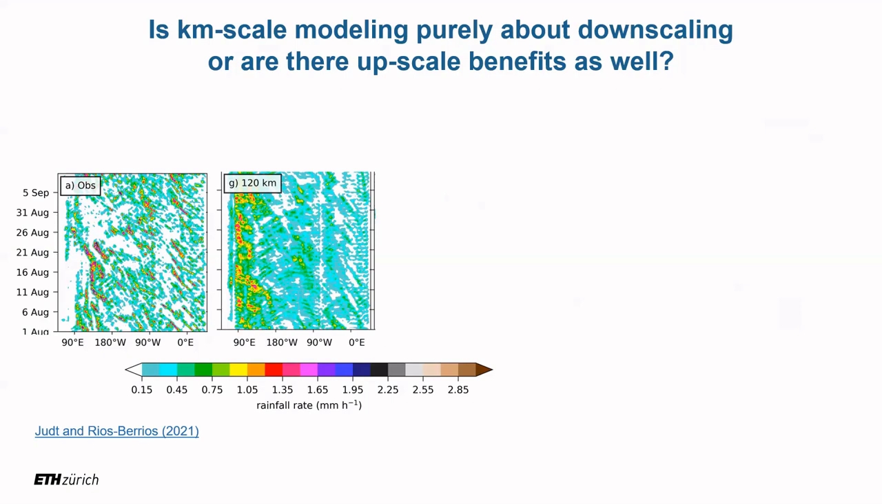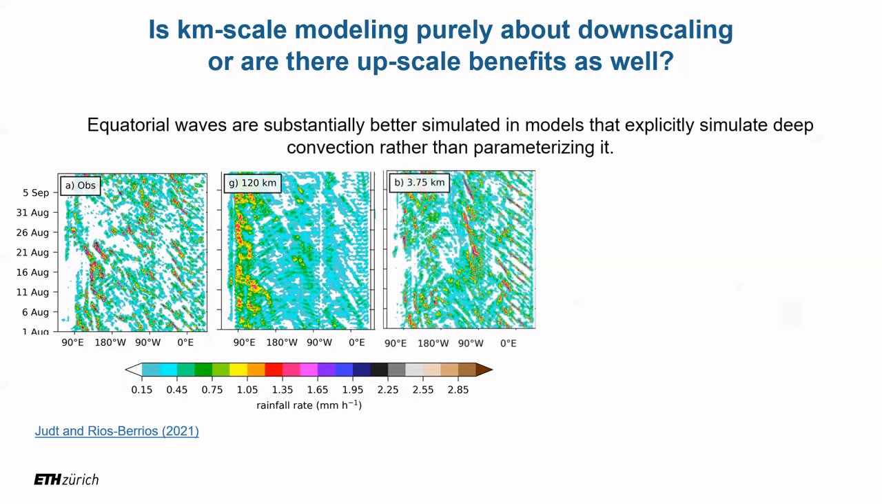You can see that the 120-kilometer version, again using the MPAS model, has very different tropical precipitation than what we observe in IMERG. Whereas if you go to 3.75 kilometers and you turn off the deep convection scheme, you get something much more similar to what IMERG shows you, and you get a much better representation of tropical waves.